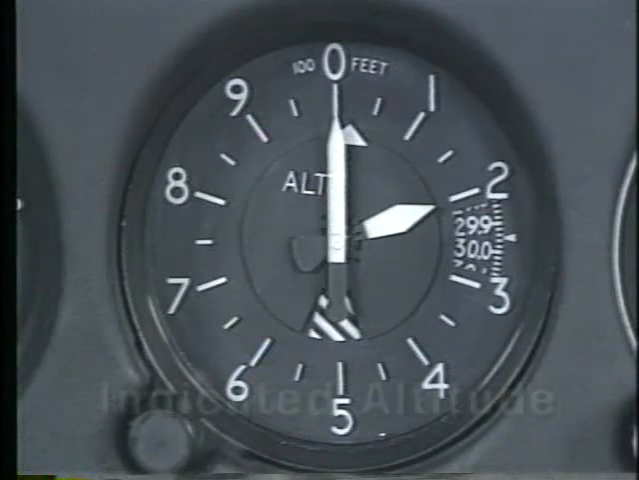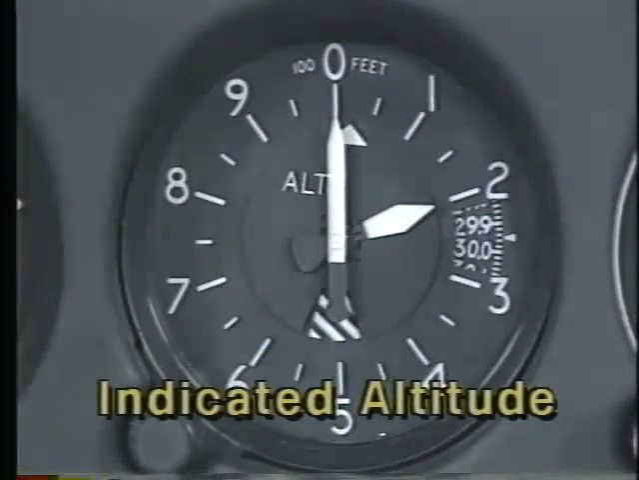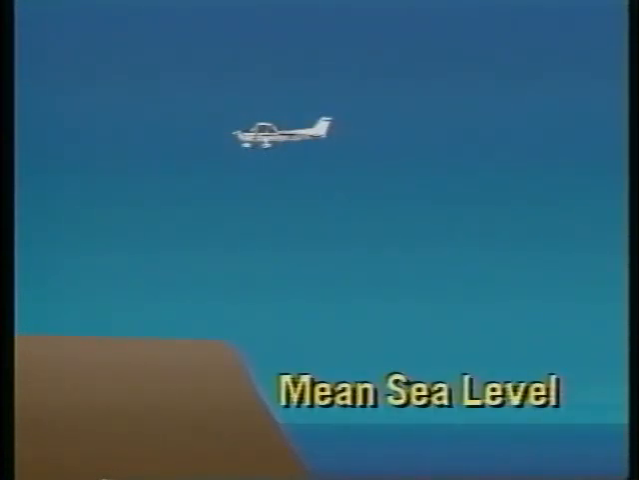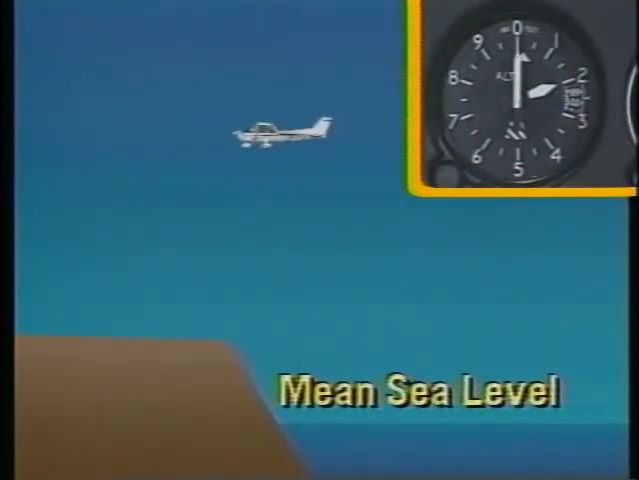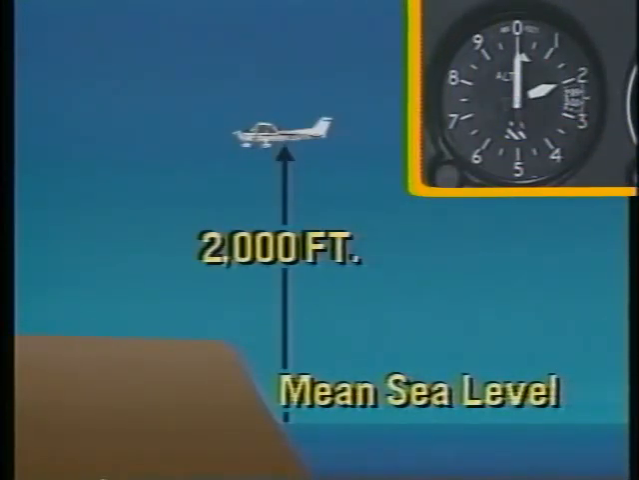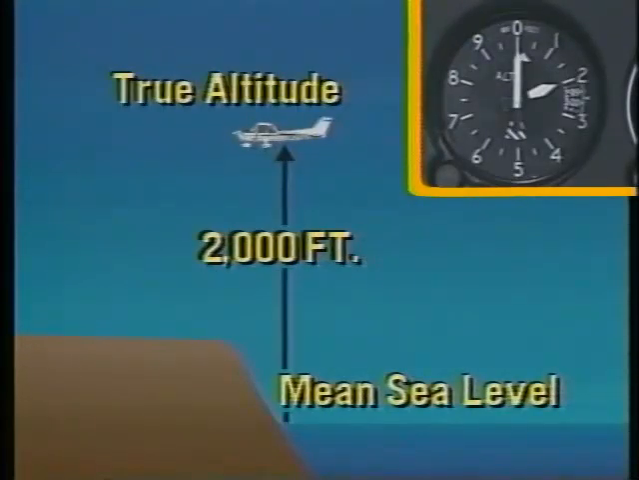For example, indicated altitude is read directly from the instrument. If the proper barometric pressure is set in the altimeter, its indication will be based on a standard plane called mean sea level, or MSL. In other words, if your altimeter is reading 2,000 feet MSL, you are actually flying 2,000 feet above this standard sea level reference. The distance between your airplane and sea level is called true altitude.